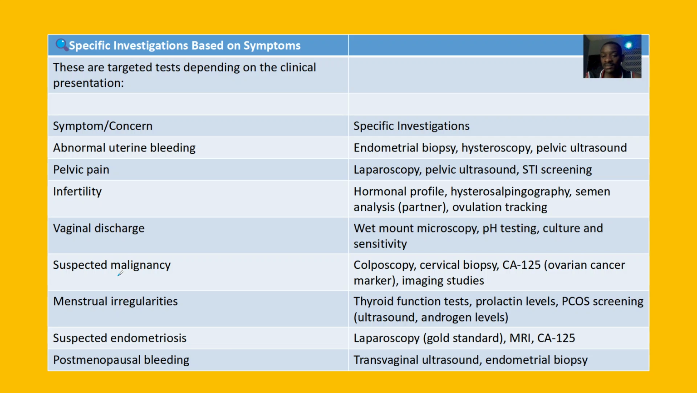For suspected malignancies, you can do colposcopy, cervical biopsy, and check for biomarkers. For suspected menstrual irregularities, you go in for thyroid function test, prolactin test, and polycystic ovarian syndrome test. If there's suspected endometriosis, laparoscopy is the gold standard, and MRI too. Then for postmenopausal bleeding, transvaginal ultrasound, then also endometrial biopsy, as they are strongly suspecting that maybe there's a cancer and so on.